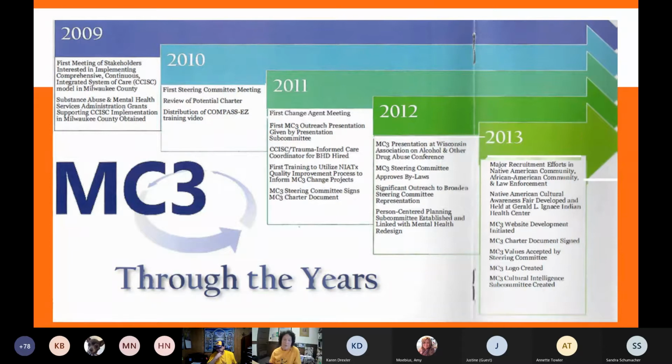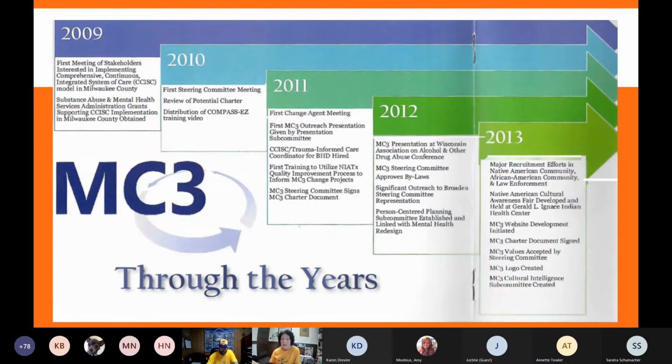Our first steering committee meeting was in 2010. Our steering committee is composed of community leaders, people with lived experience, people in a lot of different areas in our community where care is provided or where care is needed.